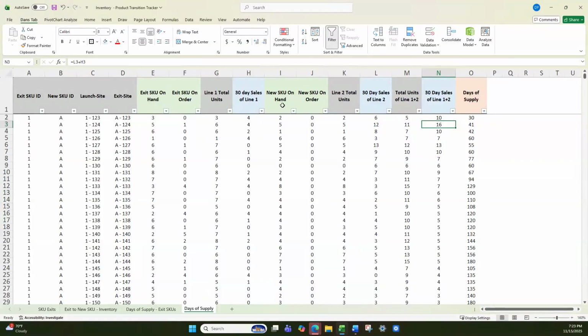Next, we're going to have the new SKU. How many do we have on hand? How many are on their way to the store? How many total units is that compared with our 30 days of sales for that? And then what's the total number of units? And then what's the 30-day sales of those units? And then calculating a days of supply from that.